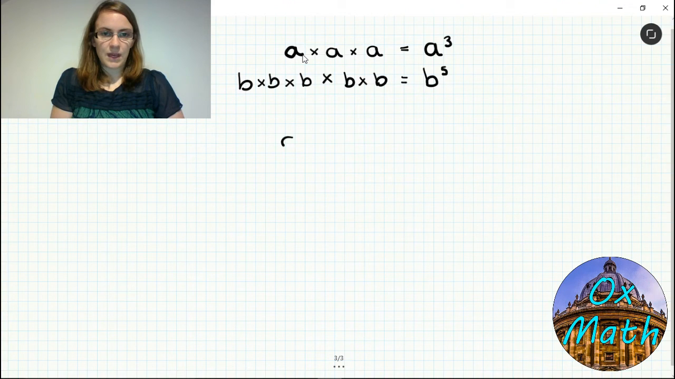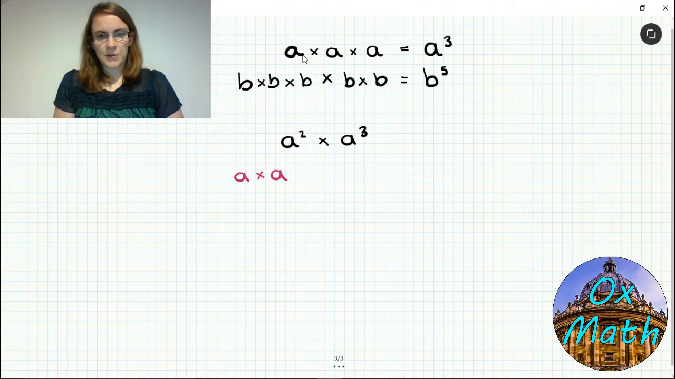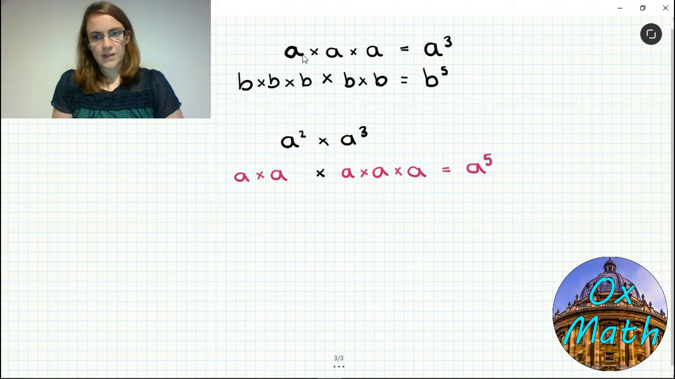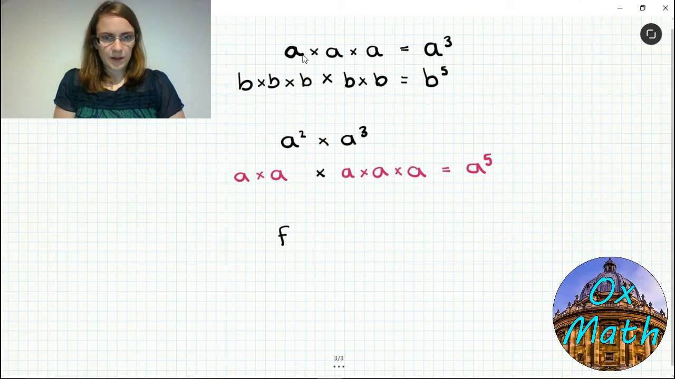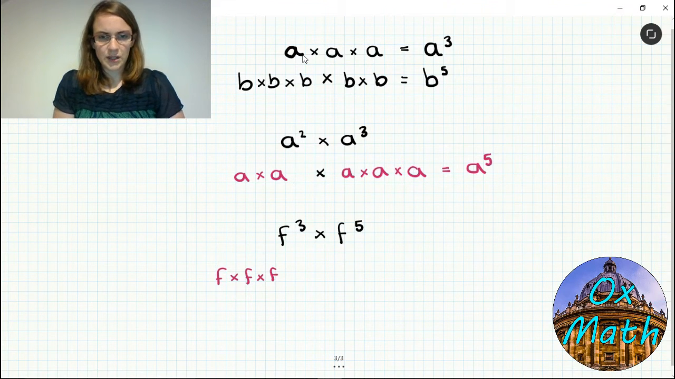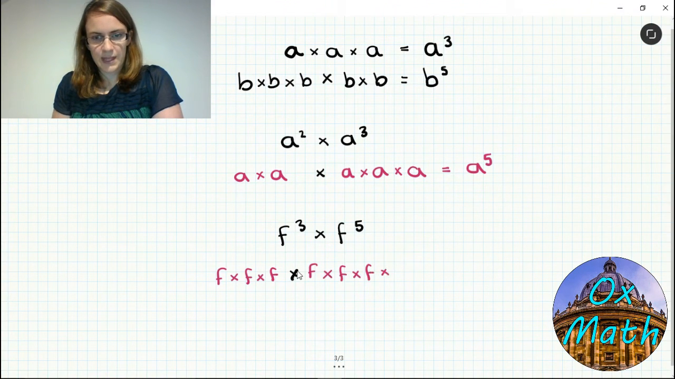So let's have a look then if we started off with a squared times a cubed. A squared, remember, means that we are using a twice in a multiplication, and we are timesing that by a cubed, which means that we are using a 3 times in a multiplication. So we can simplify a squared times a cubed down, because altogether we are using a 5 times in a multiplication. Now if we have a look at another example, if we had f cubed times f to the power 5, f cubed means that we are using f 3 times in a multiplication, and we are timesing that by f to the power 5, which means that we are using f 5 times in a multiplication.